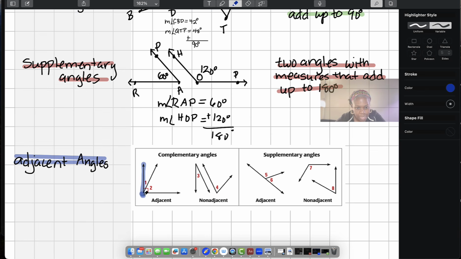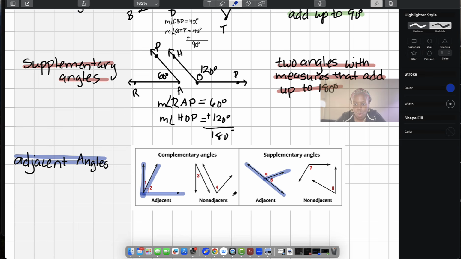This would be a great example of adjacent angles that are complementary because I can see that when I add them up, I get 90 degrees. So these are adjacent complementary angles. Here are adjacent supplementary angles. Notice that these two angles come together and they are forming 180 degrees. So kind of like a straight angle. We'll talk about that in a minute.